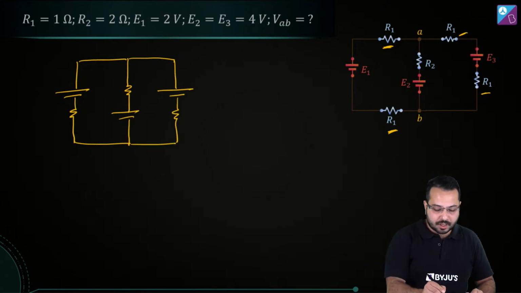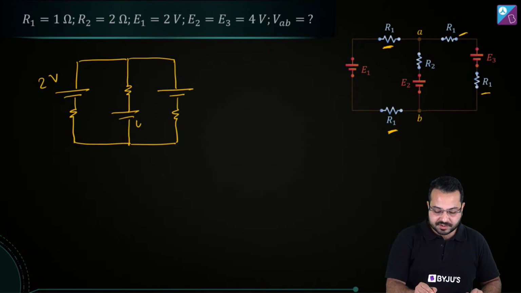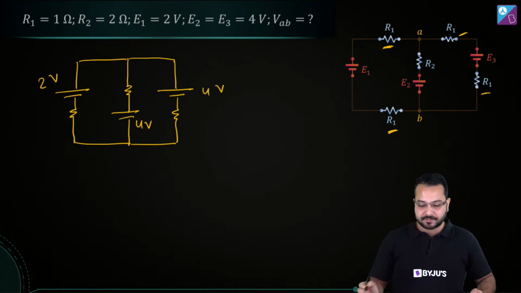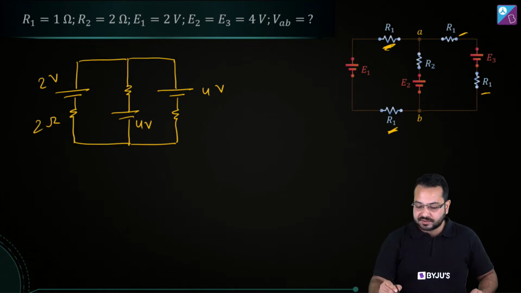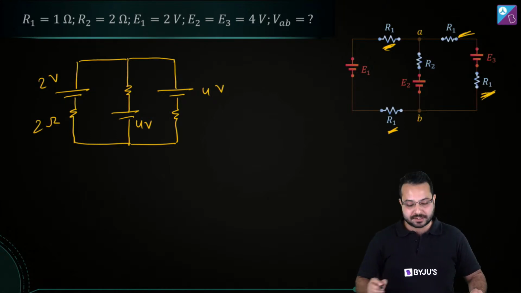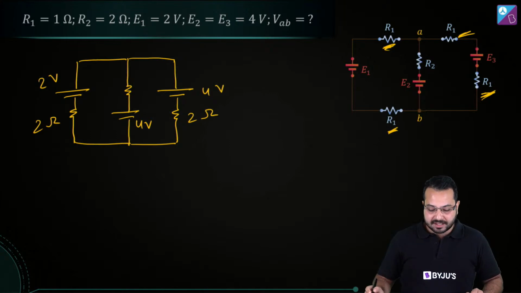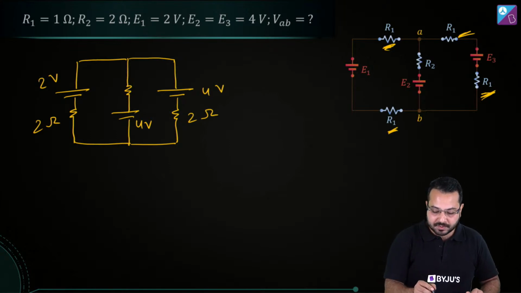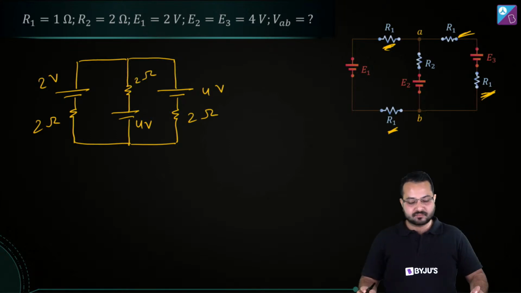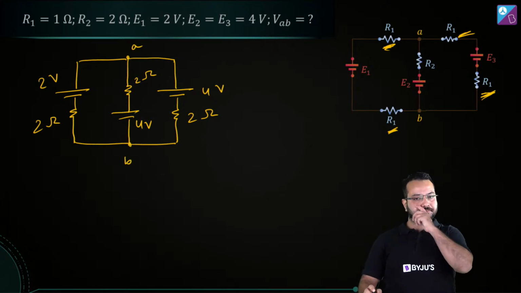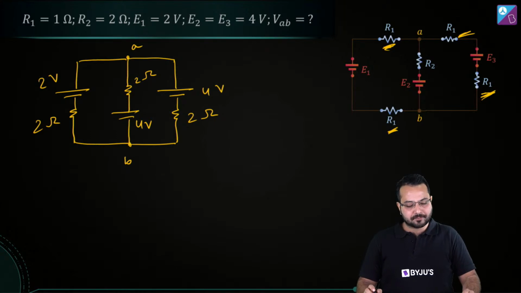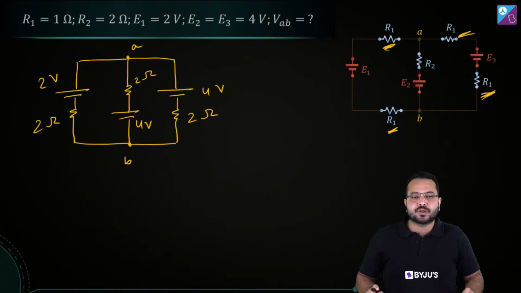Okay, so this is how much? This is 2 volt, this is 4 volt, this is 4 volt, and this 1 and 1, when we club them together, we get 2 ohm. This 1 and 1, when we club them together, we get 2 ohm. And then this R2 is how much? This R2 is 2 ohm as well. So the circuit is like this. This is point A, this is point B. Is that right?